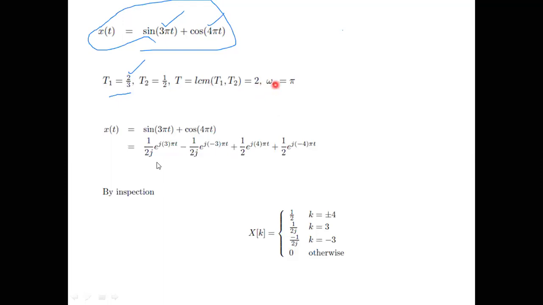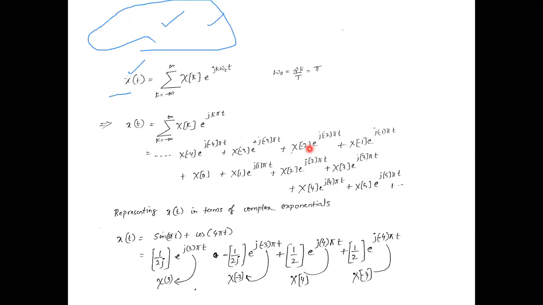So now I will represent sine and cos in terms of complex exponentials. Sine theta is e to the power j theta minus e to the power minus j theta divided by 2j. Cos theta is e to the power j theta plus e to the power minus j theta divided by 2. When I do that, then I will separate this.